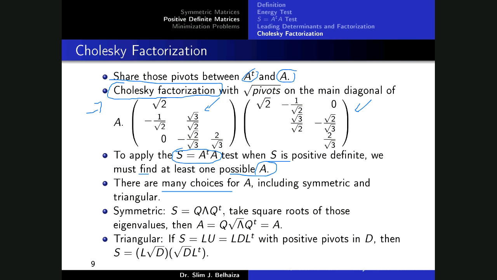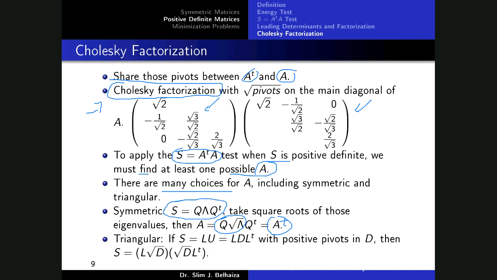So, for example, for symmetric, we can use spectral factorization. And you can assume, for example, that A is equal to Q root of lambda Q transpose, times A transpose, I think. Or you can use a triangular one, like in this case, where it is a Cholesky factorization.